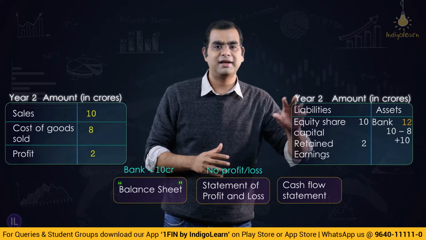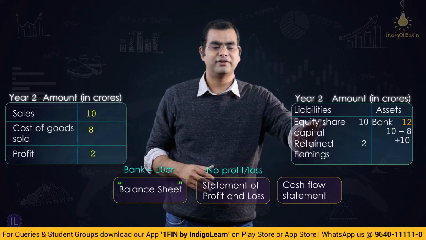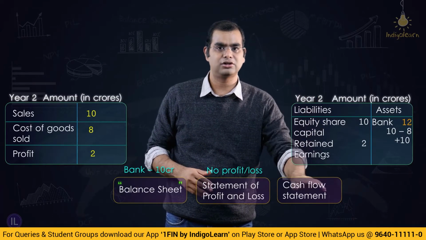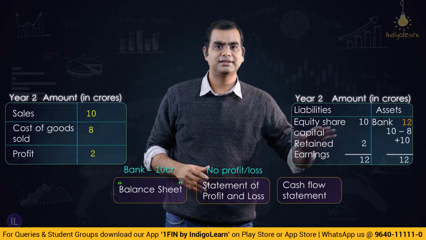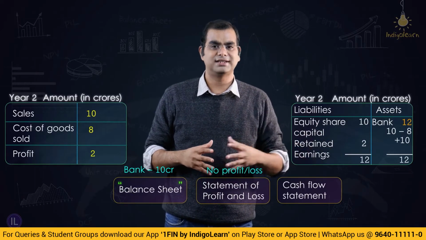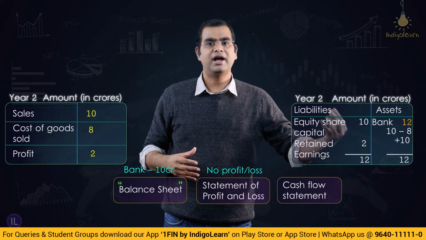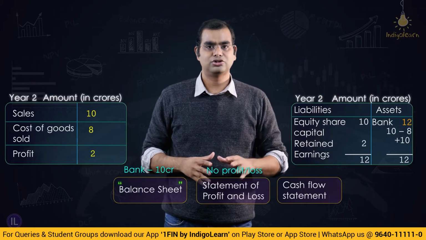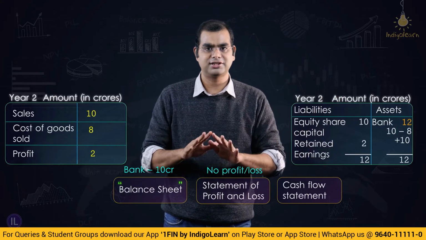Now what has happened to this balance sheet? You have 2 crores of retained earnings, 10 crores of share capital, total 12 crores. Then on the other side, that is the deployment of funds side or asset side, whatever you choose to call it, you have 12 crores in the bank account. So 12, the balance sheet is tallied, simple.